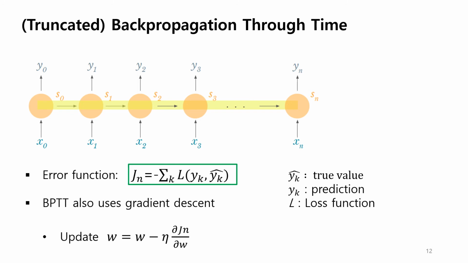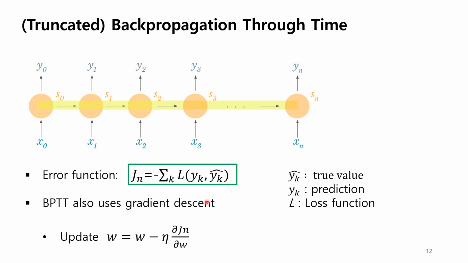And the total error Jn is the summation of all errors in each time step, right? So this is the total error. In backpropagation through time, we are looking for the weight W in the RNN network which minimizes this. We use gradient descent, and gradient descent means we update the weight using this formula, right?